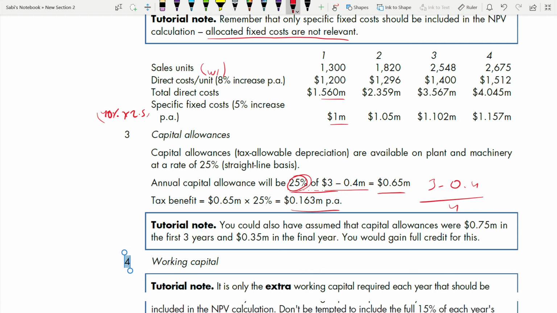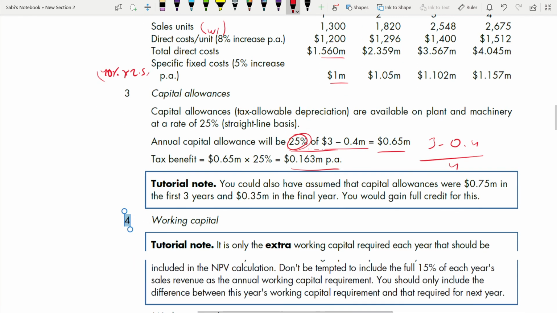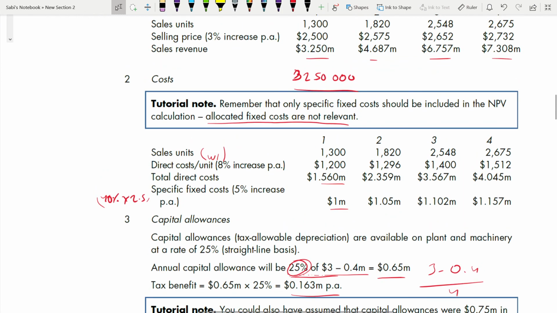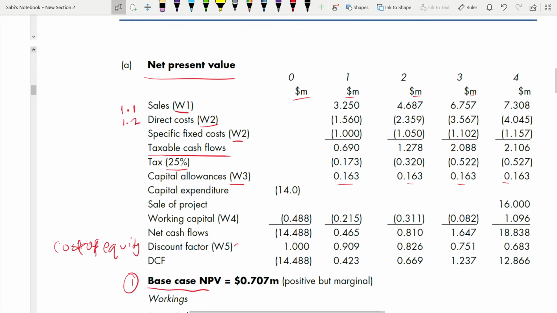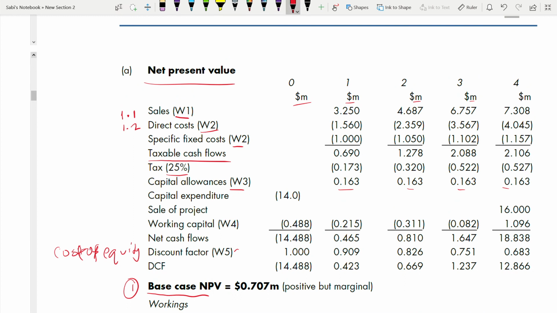Now, what is the tutorial note saying? You could also have assumed that the capital allowances were 0.75 in the first 3 years and 0.35 in the final year. You can gain full credit for this. Now, why are they saying this? That it could be 0.75 for the first 3 years and 0.35 in the final year. Okay, we'll see that later. So first this 0.163 capital allowances is deducted from this. Sorry, it is added.